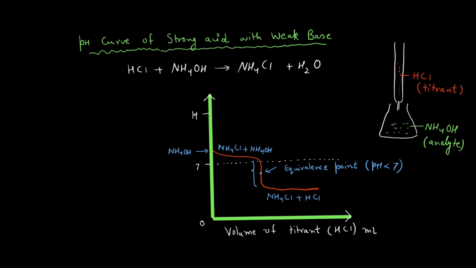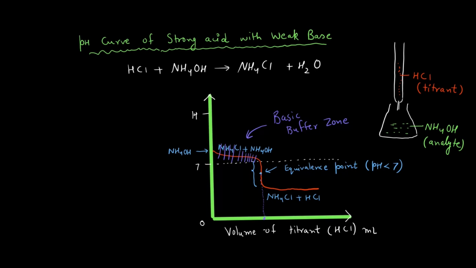So in this curve we will have one buffer zone. This is my buffer zone. So this is the basic buffer zone. The buffer zone is at pH greater than 7, and from the equivalence point we can drop a line parallel to the y-axis over the x-axis, and this will give us the volume of the titrant that is required to completely neutralize ammonium hydroxide.